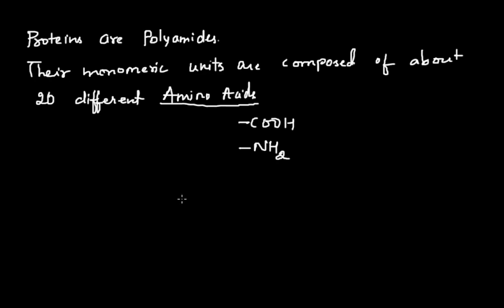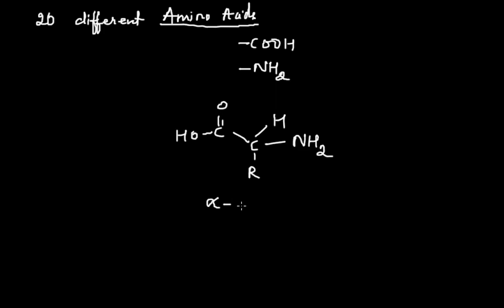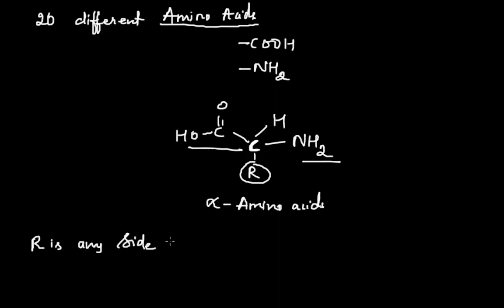These are called alpha amino acids because these functional groups are present at the alpha carbon. So this is a general structure of alpha amino acids. Note that there is an acid group as well as an amine group on the alpha carbon. So what is R? R is any side chain at the alpha carbon. That determines the identity of the amino acid.